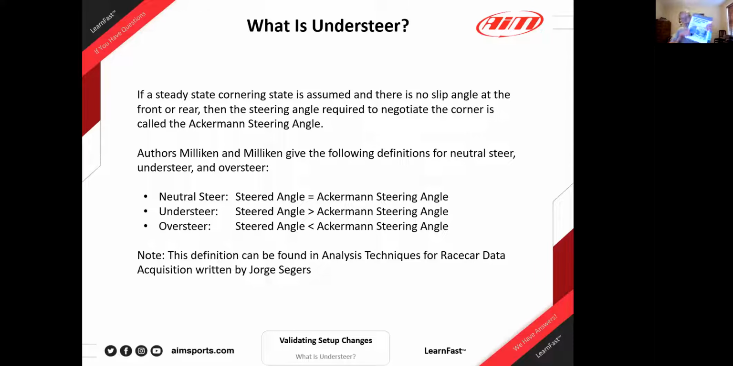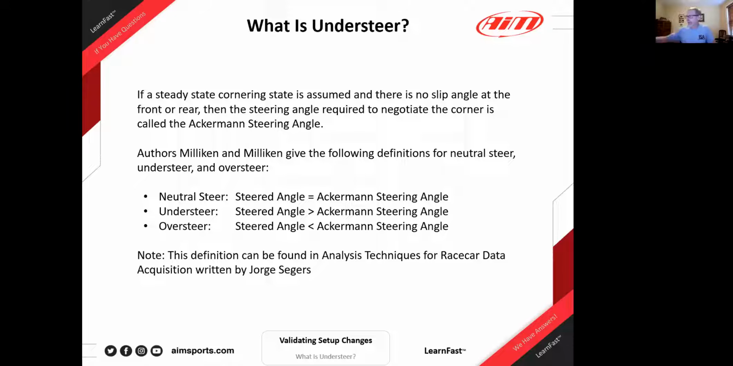You can find this definition in Jorge Segers' book, which is right here. Great book if you don't have it. Fantastic book. We had a webinar with Jorge a while back, and if you have a chance, go and watch that. He's a very interesting and smart guy. Ackerman, as a lot of people think of it, is different from the Ackerman steering angle. I saw a little bit of chat going on about that.